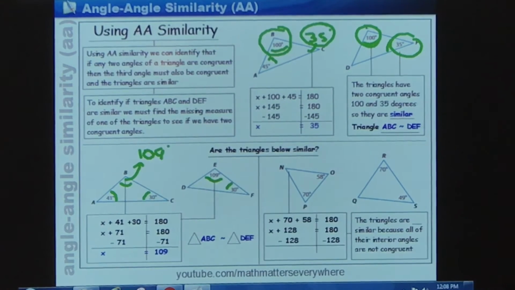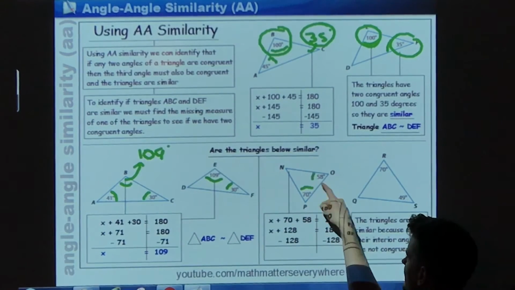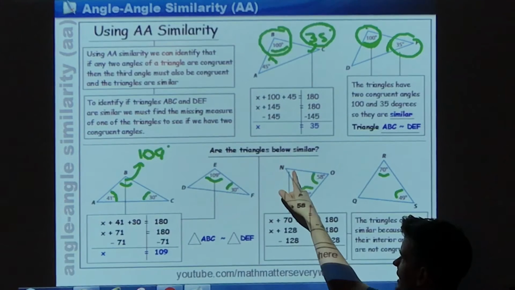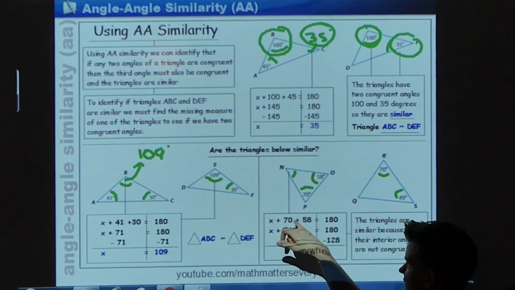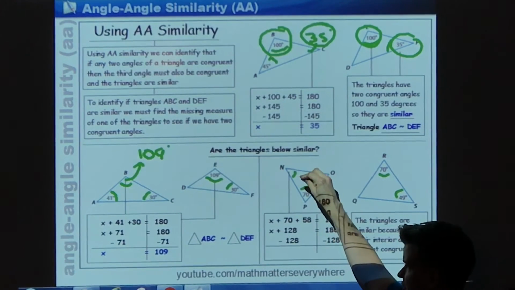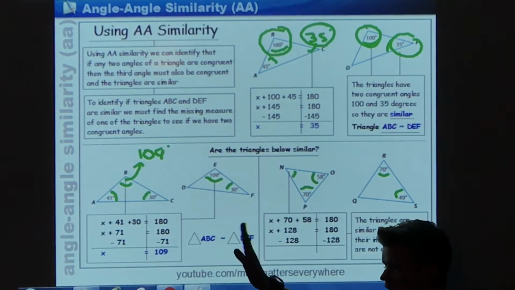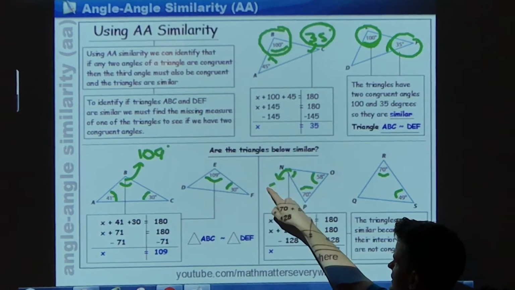Okay, so let's go to Maria. Here, we're given 70 and 58, and 70 and 49. Right now we only have one measure that's congruent, 70 and 70. So we have to identify this measure to see if these triangles are similar. We set up the equation x plus 70 plus 58 equals 180, because the inside of the triangle gives me x plus 128 equals 180. I subtract 128 from both sides. What do you get? I get 52, which means that this is 52 degrees.